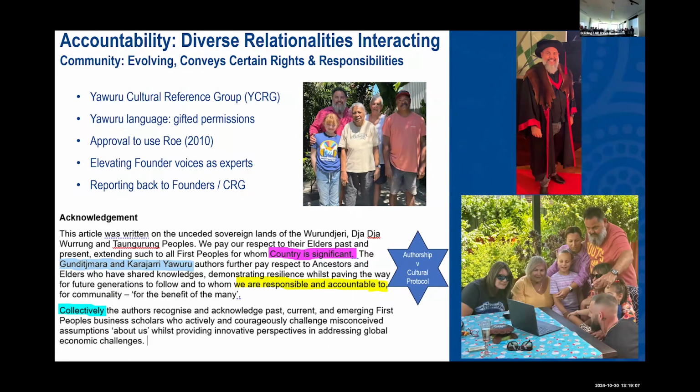I look to elevate founders' voices. So ownership, again, problematic. So the language that the people that I spoke with used was founders. So I utilised that from an Indigenous standpoint theory perspective. I elevated them as experts, as authors of their own narrative. And I reported back to my cultural reference group as well.